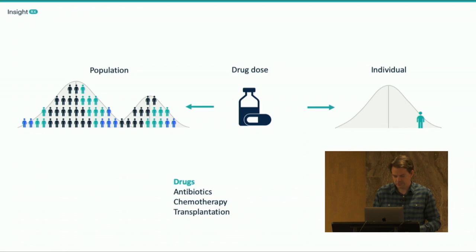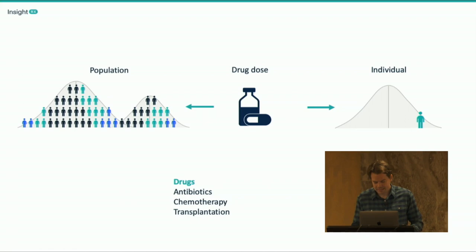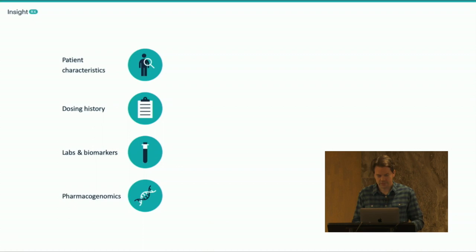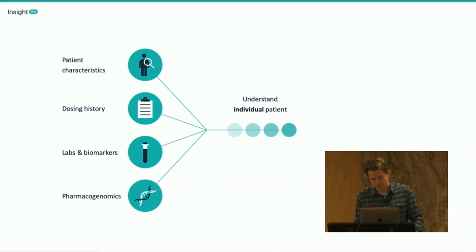Now, this is especially important for drugs like antibiotics, chemotherapy, and transplantation drugs. And especially if you're very young, very old, or very sick, it is very important to get the right dose for you as an individual. Now, if we have some information about you, let's say the weight, the height, the age, and we know the history of all the drugs that you took, we measured the concentration of drug in your body and perhaps some other biomarkers, and maybe we even have some genomic data from you, that can help to inform what you should actually receive in terms of a drug dose.